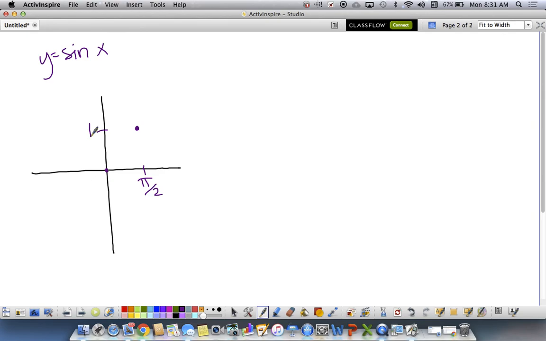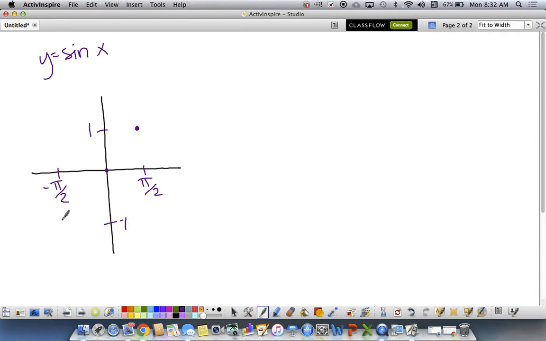Wait. If I go over to pi, 0, is that a one-to-one function? Oh, no. I thought you were just asking for a sine graph. I do not want the sine graph. I want to know the restriction that it's going to have. Then negative pi over 2, negative 1.